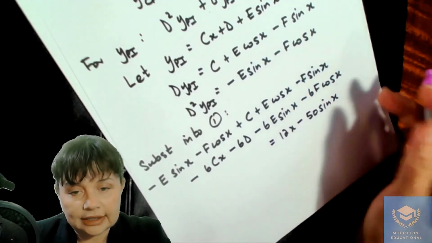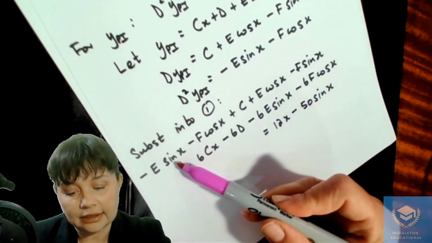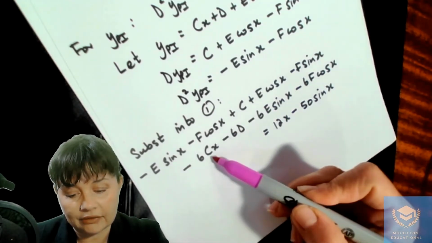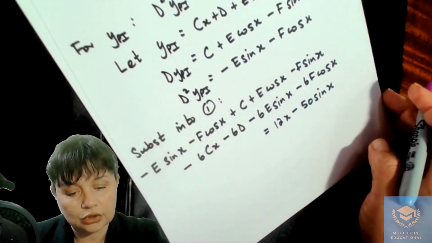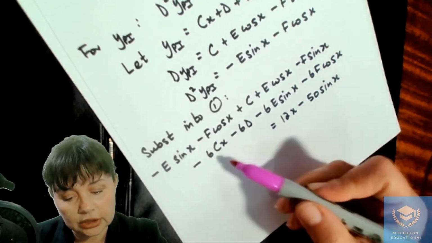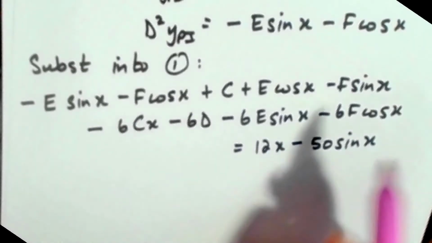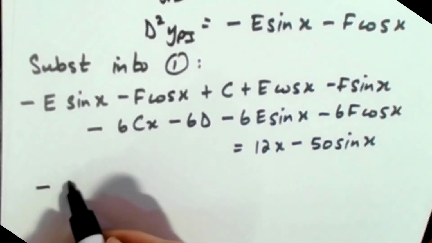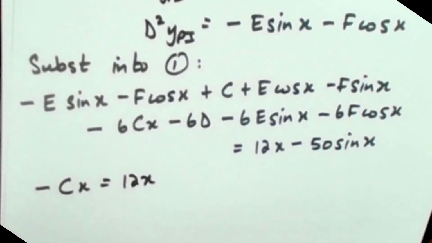And the way we do that is we look for all the like terms. So what we've got here, we have sine terms, we have cos terms, and we've got a constant. We also have an x term over here, right? So I'm going to start with, let's look at the x term, because you see there isn't another one. So we can find a solution almost immediately for that one. So minus 6cx has to equal 12x, right?